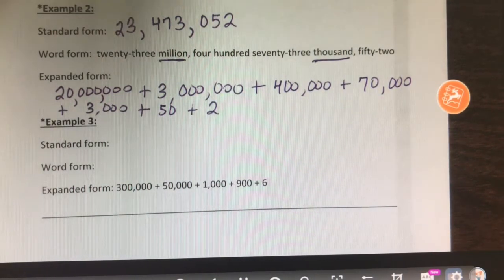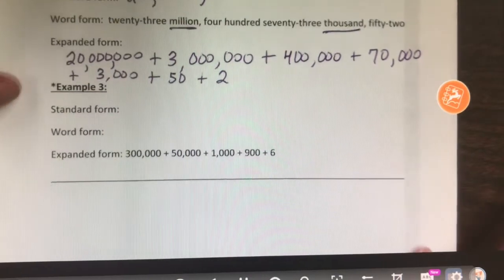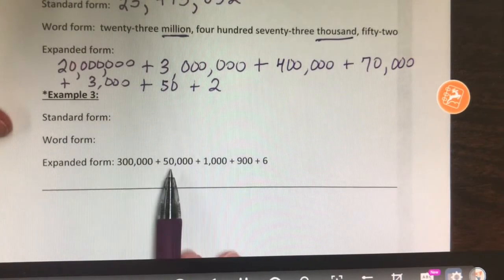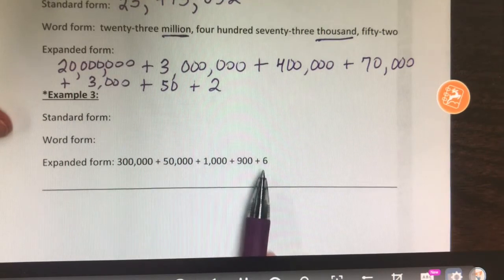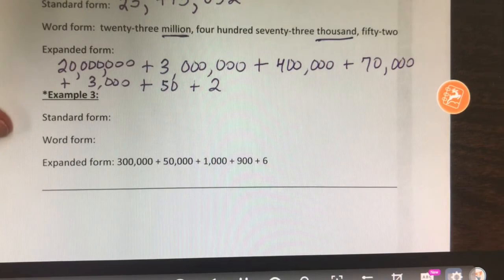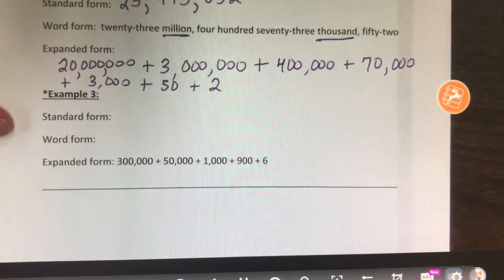All right, now we're ready for our last example. And this one, I've given you expanded form. 300,000 plus 50,000 plus 1,000 plus 900 plus 6. Our job is to write that in standard form and word form. So one thing you could do is you could stack these and line these up and add them together, which is what I'm going to do actually down here.